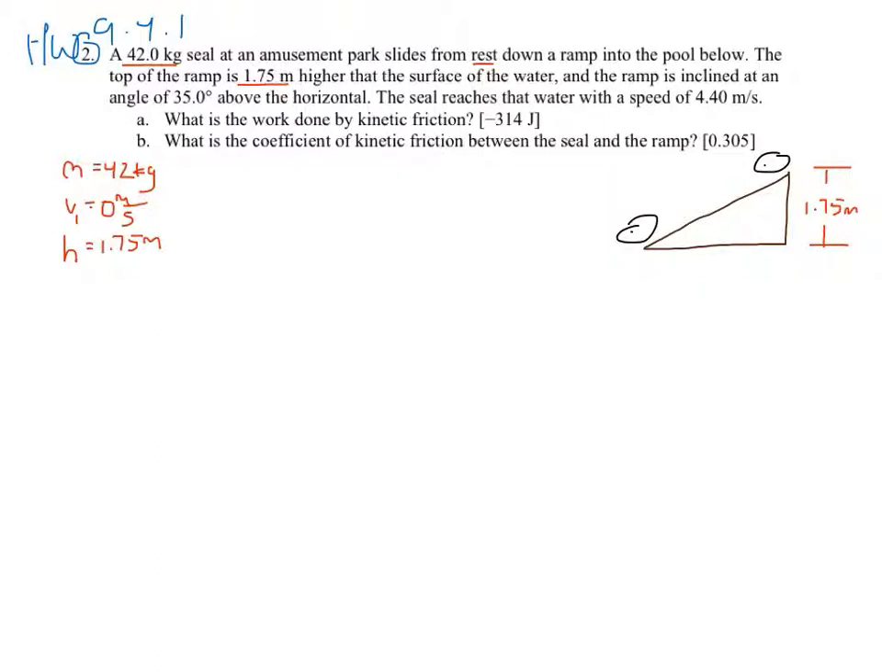And our angle theta equals 35 degrees. And lastly, the final speed of the seal before it hits the water is 4.4 meters per second. So V final equals 4.40 meters per second.